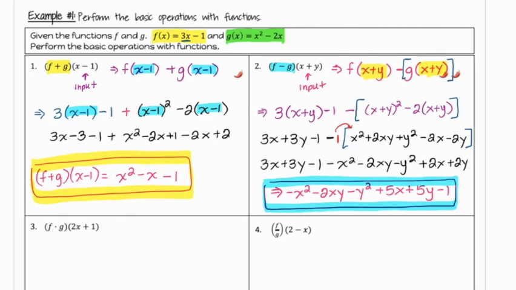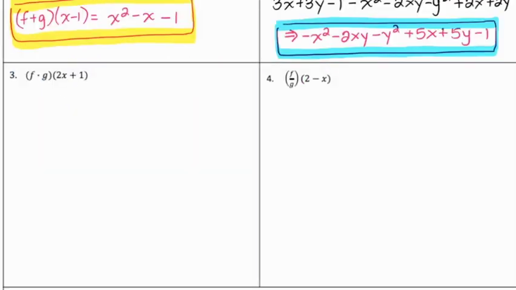Let's take a look at the next question. All right, so for number 3, we're going to start the same way. Here's our input. We are asked to do a multiplication, so we are going to set ourselves up. So I am doing f with the given input times g with that given input. So I am going to substitute now.